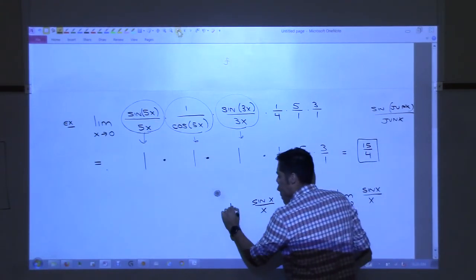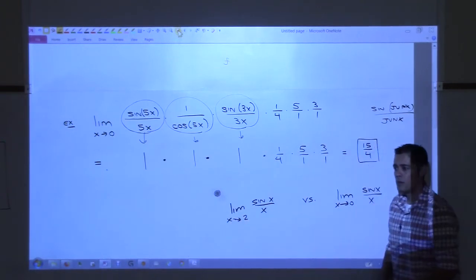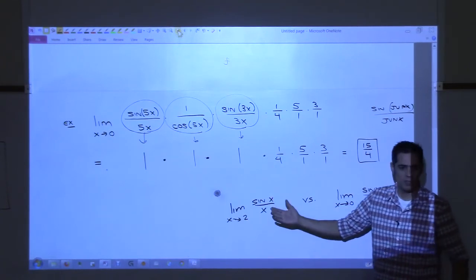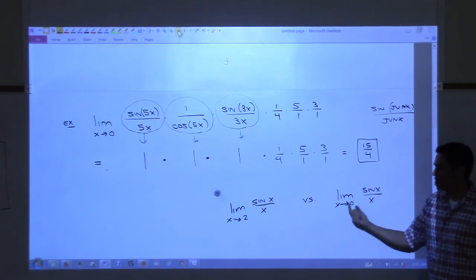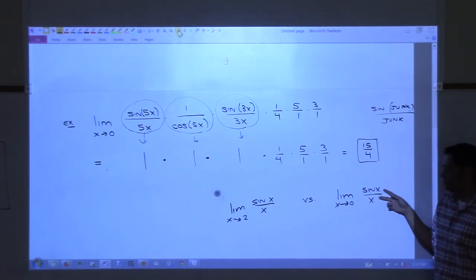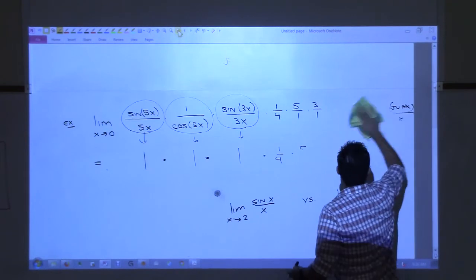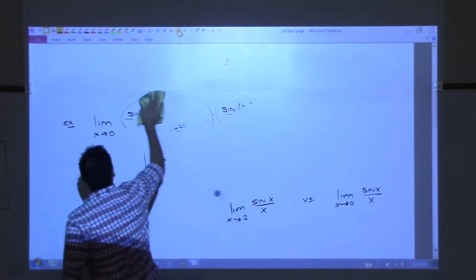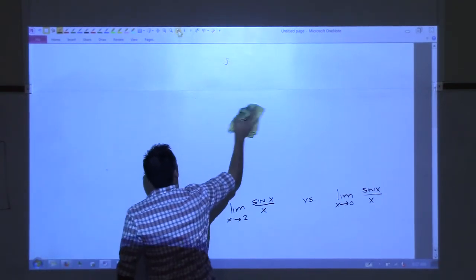In fact, if I let this go like limit x approaches 2, your answer is not 1. Your answer is sine of 2 over 2, which is just some number. The only way that this expression turns into 1 is if you're taking the limit as x goes to 0. So these things in here have to be going to 0 for this to work. Understand? Okay. All right. That's pretty good. Well, let's do one more.